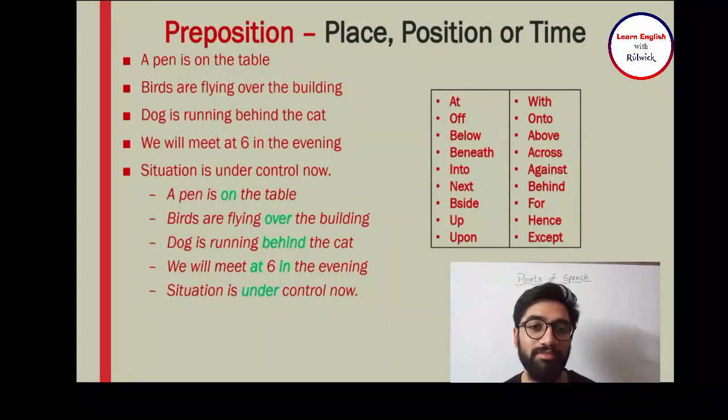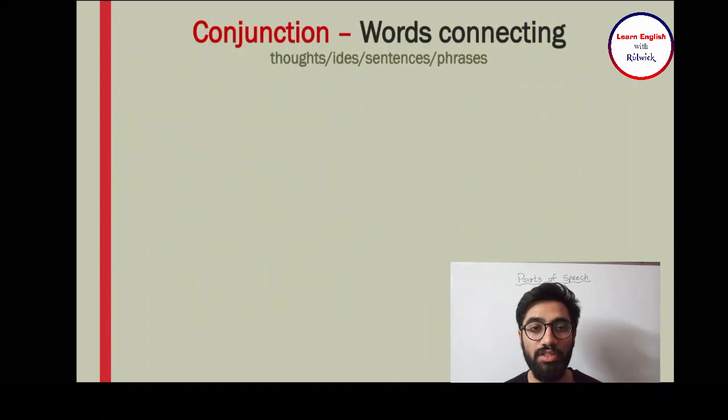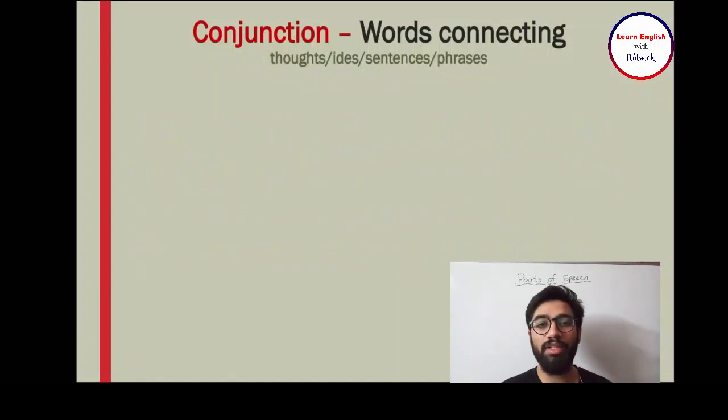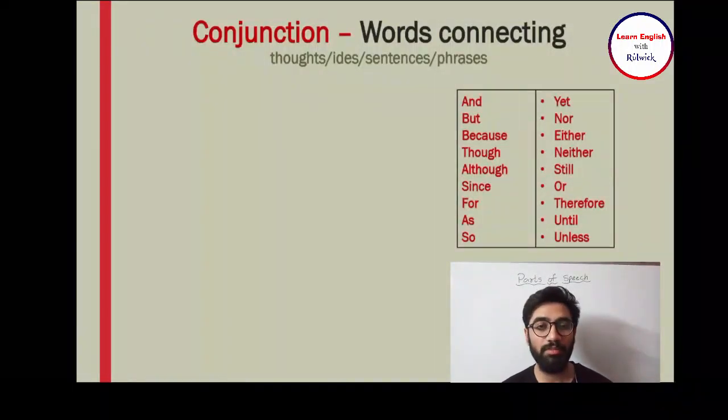Moving ahead, the next part is conjunctions, and this is one of my most favorite parts. Conjunctions are the connectors. These are the words which help us connect different thoughts, different ideas, different sentences and phrases. When we use conjunctions in our sentences, we can actually make our sentences complex. That helps us showcase the range of grammatical knowledge we have. So here are some of the conjunctions. These are and, but, because, though, although, yet, nor, either, neither, etc.